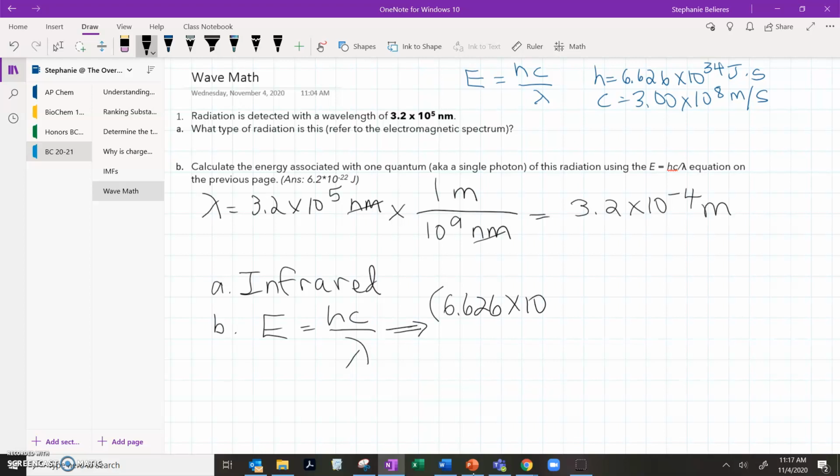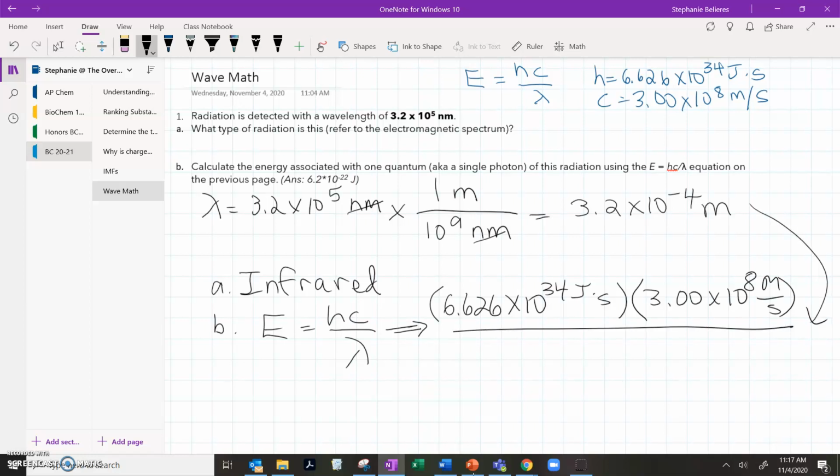6.626 times 10 to the minus 34, and I always write units, times c, 3.00 times 10 to the 8 meters per second. I'm going to divide that by this value that I solved for. All right, so you can see here that meters cancels. The seconds come to the denominator, so these cancel because that's meters over seconds. And so I'm left with joules, which is the correct unit of energy that I'm solving for.